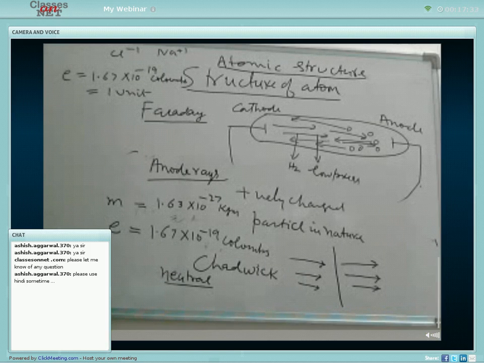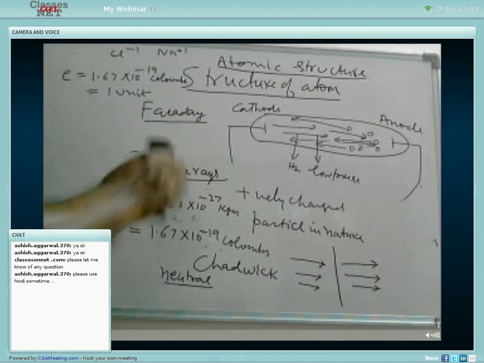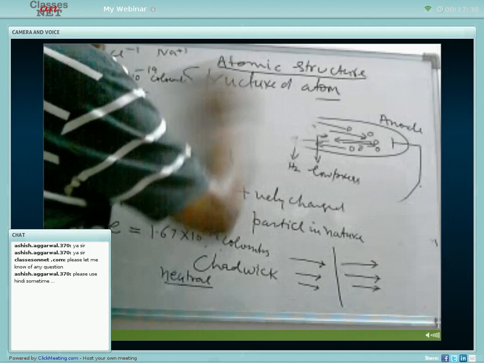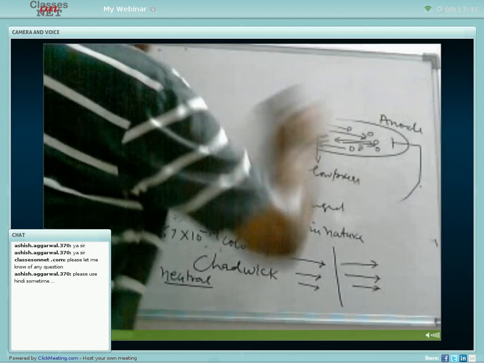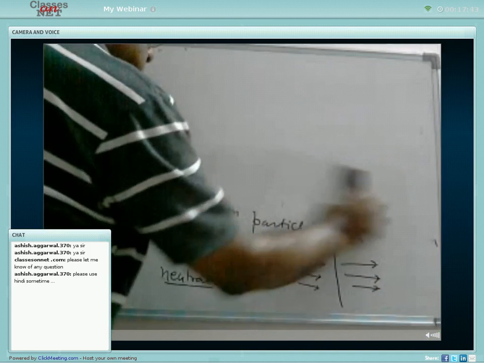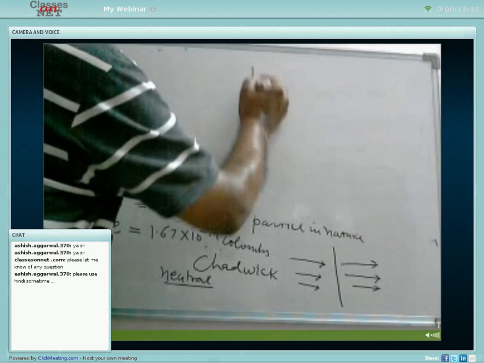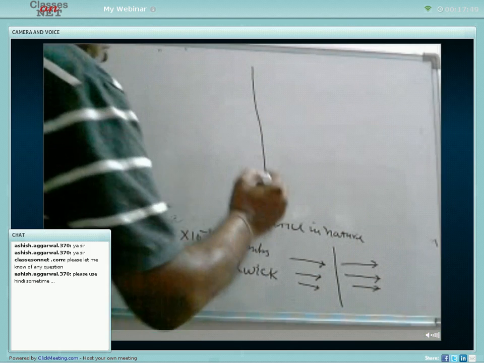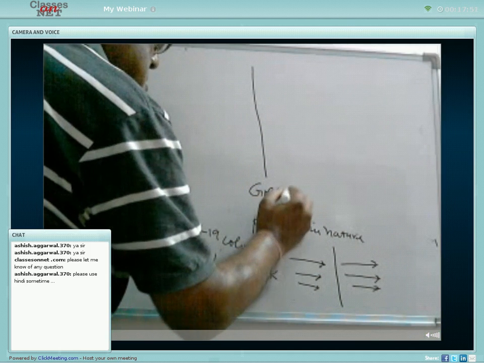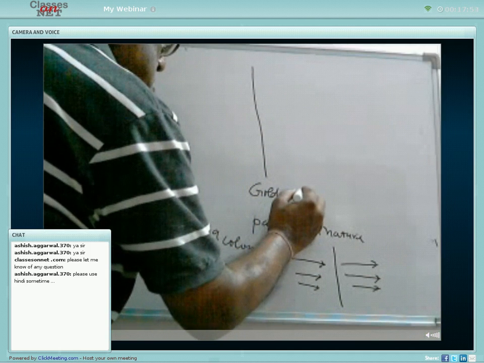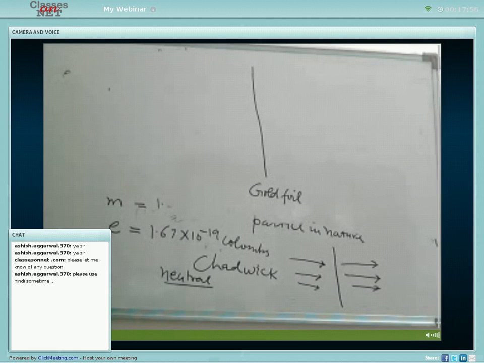Rutherford performed an experiment, known as Rutherford's scattering experiment. He took a gold foil, a very, very thin gold foil, and he bombarded alpha particles upon it.